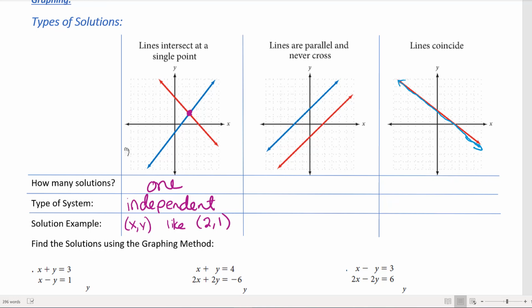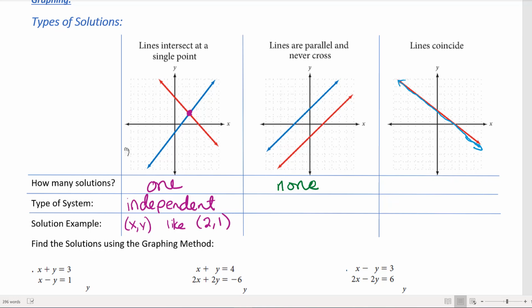So over 2 and up 1 might not exactly be correct, but I'm just kind of estimating there. On our next example, we have two lines that are parallel and never cross. How many solutions do they have? Well, the blue line is never, ever, ever going to touch the red line because they have the same slope and they're going in the same direction and they're never going to cross. So how many solutions? None.